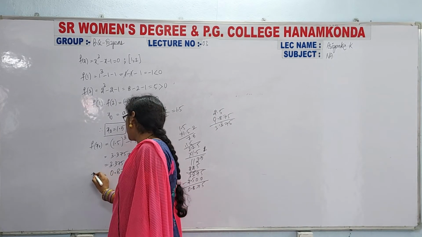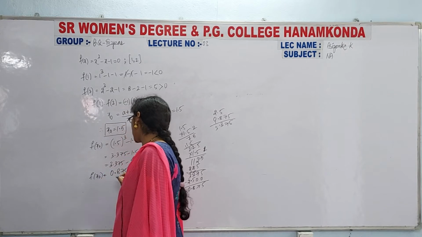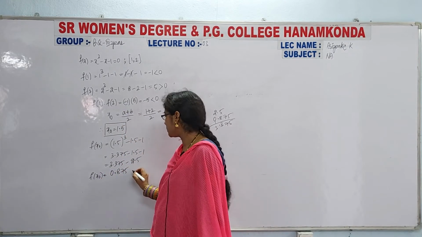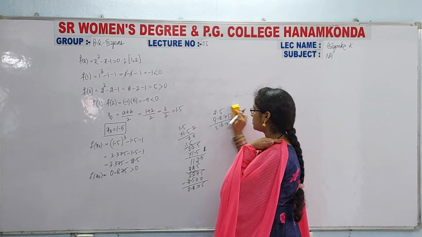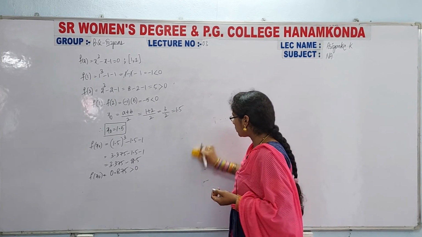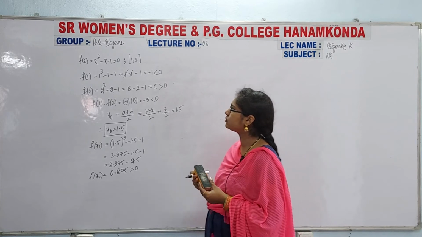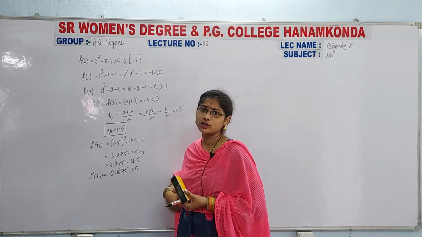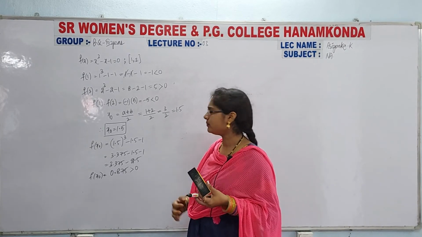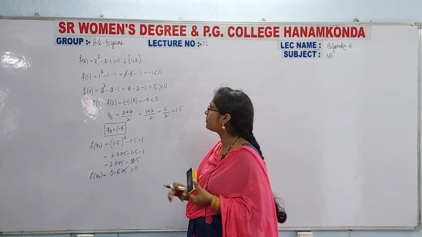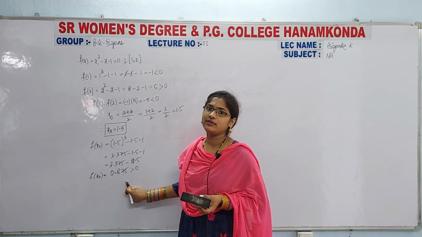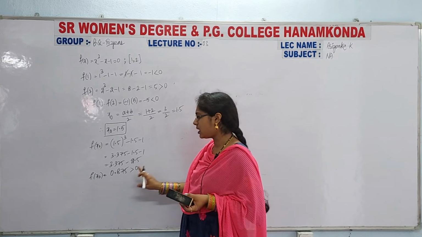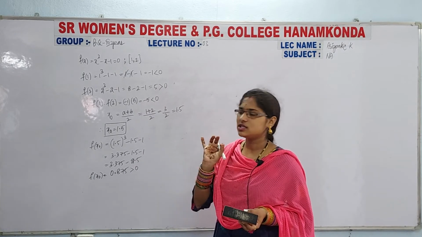0.875. So here f of x naught is equal to this one, that means it is greater than 0. So it is positive. Now what we have to check? We have to check that it is positive. Positive means again what we have to do? We have to take f of a. f of a means minus 1 into this one. Then what we get, which is less than 0.